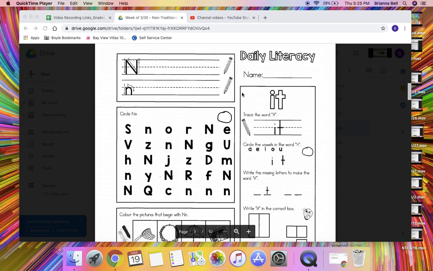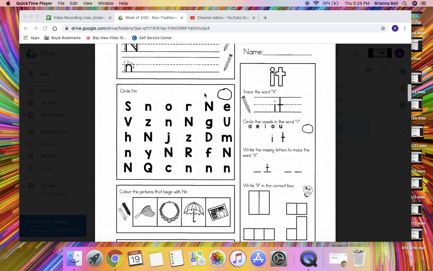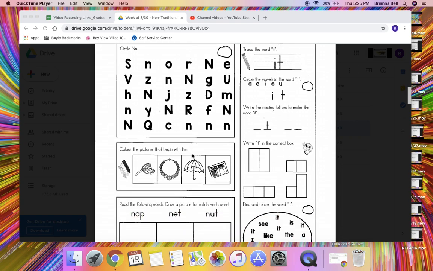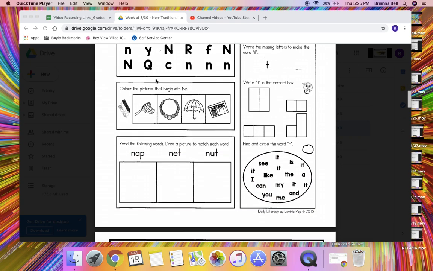Your next page is daily literacy. First, you are going to trace and write a capital N, and then you're going to trace and write a lowercase n. In the next box, you're going to circle the capital and lowercase n's. In the third box, the directions are to color the pictures that begin with N. In the bottom box, you're going to read the following words and draw a picture to match each word.